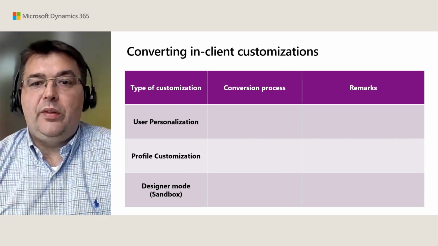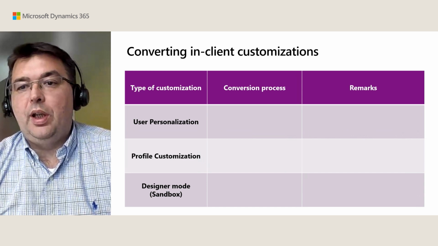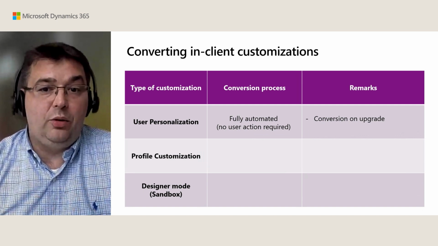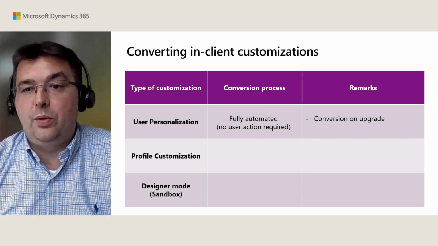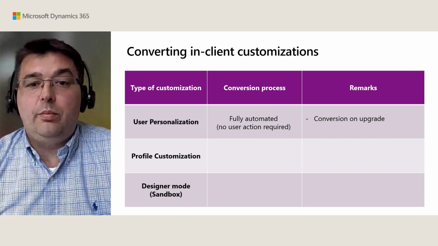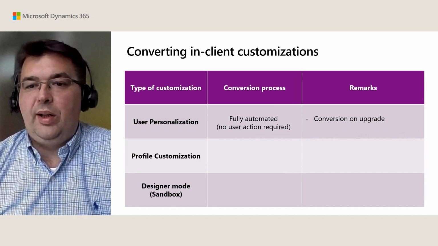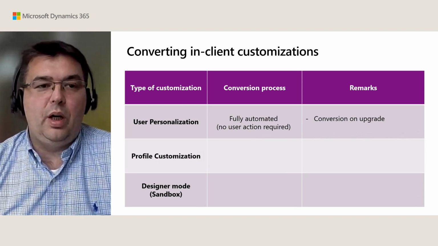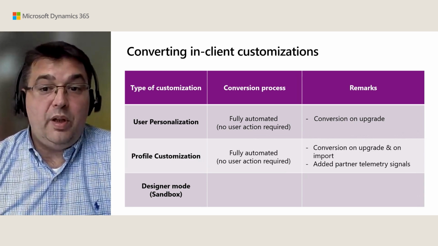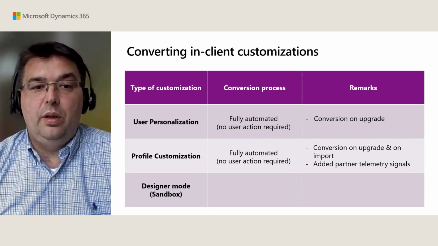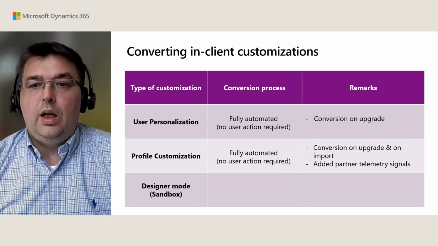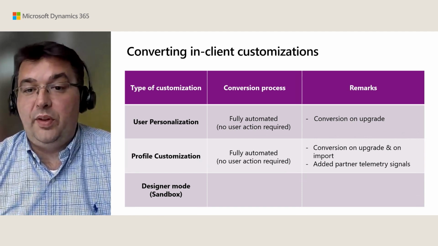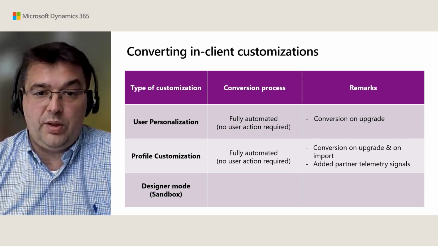In order to allow seamless uptake of the modern action bar, most of the in-client customizations that already exist are just converted on the fly. Depending on the type of the customization, we have a few variations of conversion experience. For example, user personalizations are converted without requiring any manual intervention from the user. They will just happen during upgrade. Profile customizations are also automatically converted during upgrade. Conversion also happens during import of profiles. On top of this, there's a new partner telemetry signal for traceability on these operations.